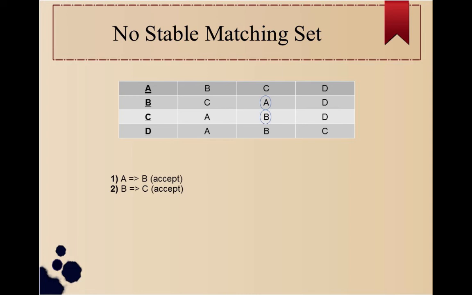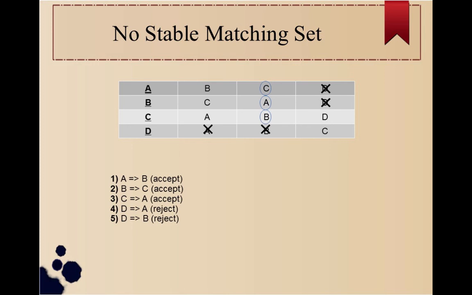B will now propose, of which he proposes to C, and as C hasn't got a match yet, he will accept, or she. C will now propose to A, and as A hasn't been proposed to, A will accept C's proposal. So D will propose to A, and he will get rejected as A has already accepted C, who's of a higher preference. So then he will go on to the next one and propose to B, who will get rejected again, because B has already accepted A's proposal, which is of a higher preference.